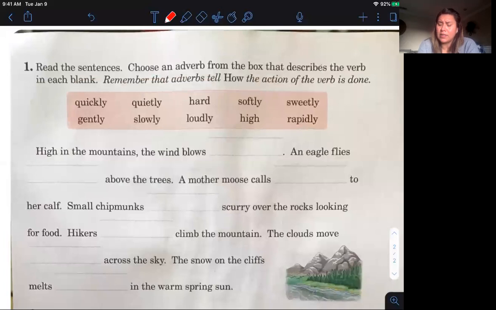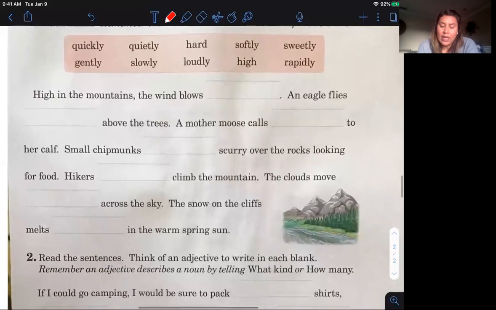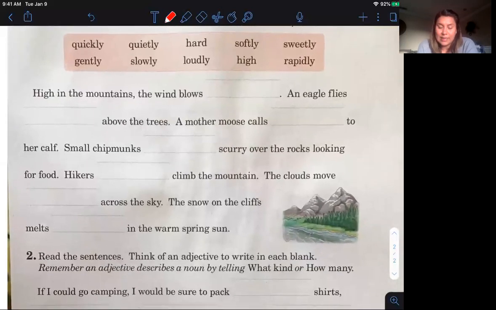Read the sentences. Choose an adverb from the box that describes the verb in each blank. Remember that adverbs tell how the action of the verb is done. So quickly, gently, quietly, hard, softly, loudly, sweetly, rapidly, high, okay? High in the mountains, the wind blows what? Quietly, gently. Let's see. We'll go with gently.